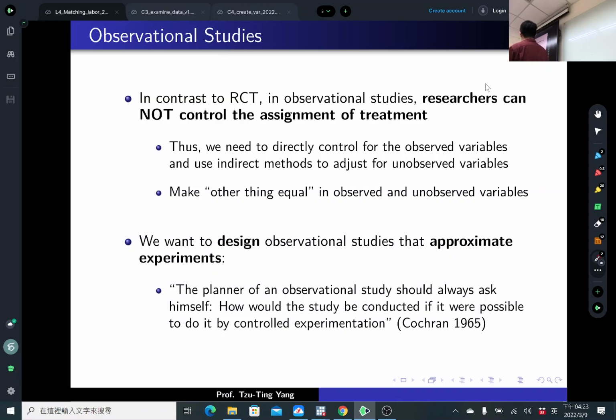So the goal is to try to make other things equal between the treatment group and control group in terms of observed and unobserved variables. And so we try to make the only difference between treatment group and control group the treatment status itself. So the goal is to design the observational study to approximate the randomized experiment. That's our goal.